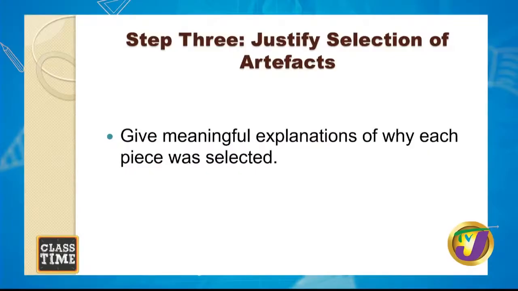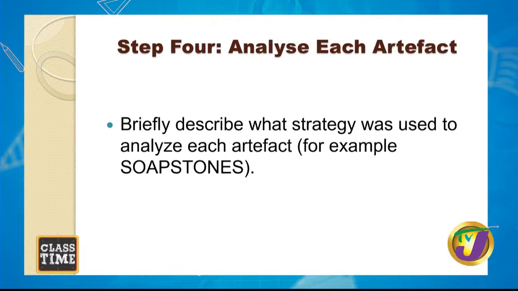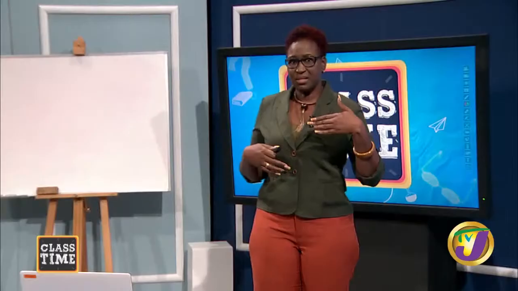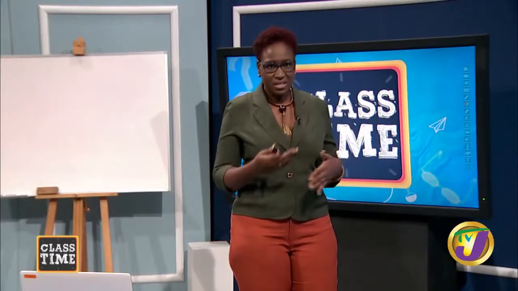Third step, you have chosen artifacts, so of course you have to justify why you chose the artifacts. So give meaningful explanations of why you chose each piece. You're analyzing the artifacts now in the next step. So you're going to briefly describe what strategy you use to analyze it. One strategy is soapstones. You can look that up. So you look at things like the author, you look at the tone, you look at the context, and so on.